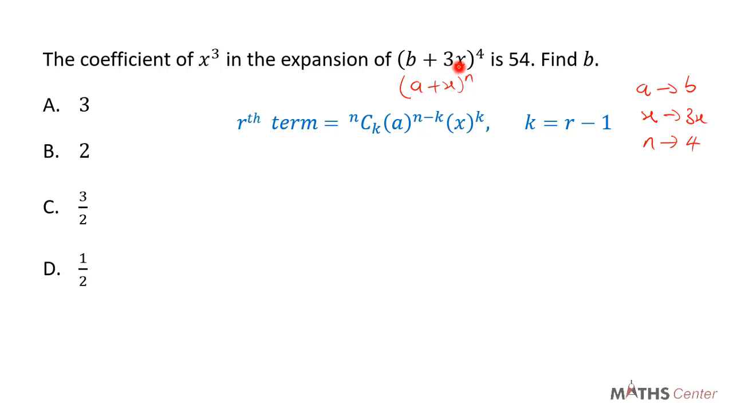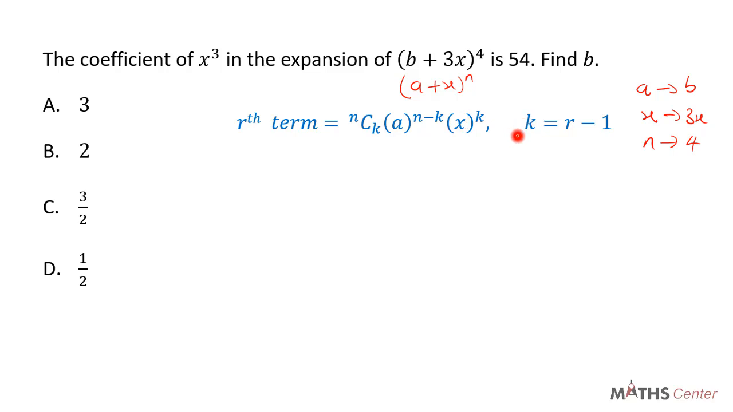Because 3x is the second term, the powers of x will be in ascending order. So in the first term of the expansion, x will have an exponent of 0. In the second term, x will have an exponent of 1. In the third term, x will have an exponent of 2. And in the fourth term, x will have an exponent of 3. So the term that has x exponent 3 will be the fourth term. So here we are looking for the fourth term, which means that r is equal to 4.